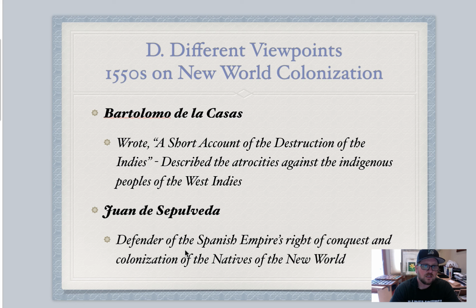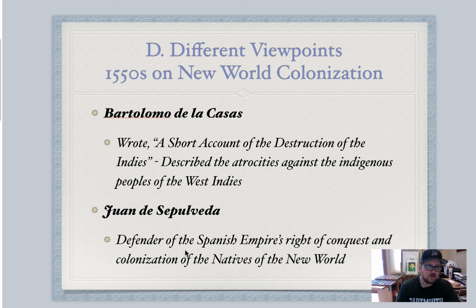First is Bartolomé de las Casas. He was a missionary conquistador that came over and then eventually turned his viewpoint around regarding the Native Americans. He wrote a short account of the destruction of the Indies, which really described the atrocities against the indigenous people of the West Indies, and really sort of made a point or an argument that the Spanish had changed their way of thinking and their actions towards the natives.